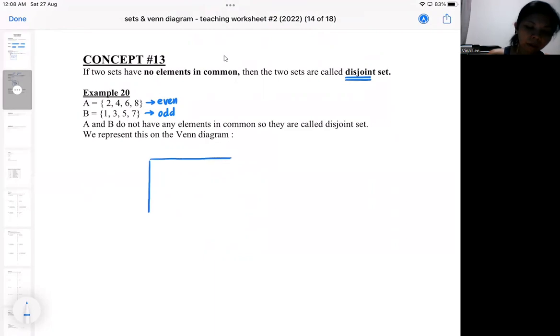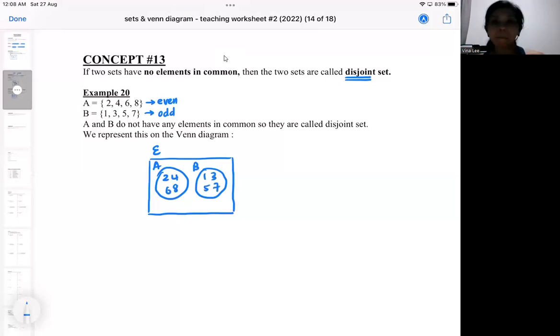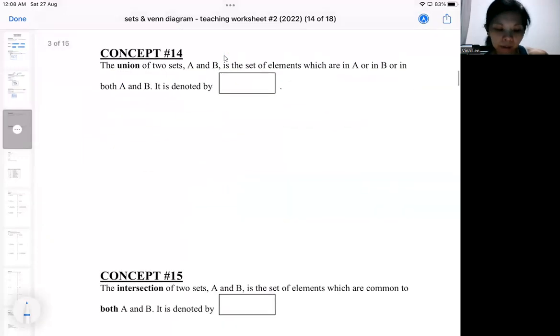So what does a disjoint set look like? They just look like two circles that mind their own business. They don't have anything in common. If there is anything in common, there will be an overlap in the circles, which we'll investigate in the next concept. Okay, so let's go on to the next concept.